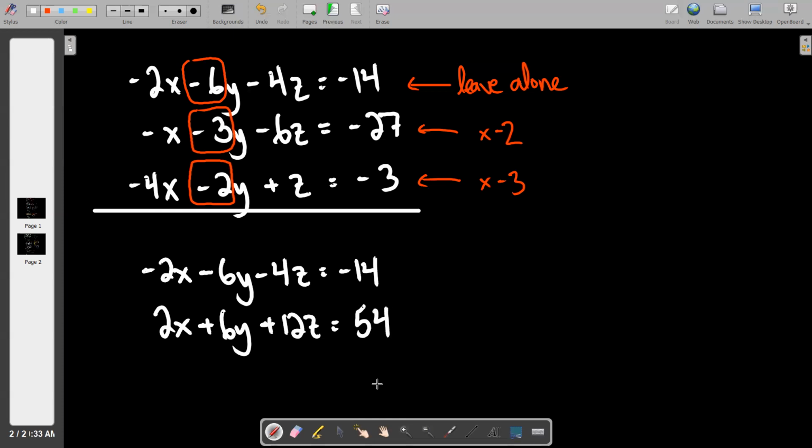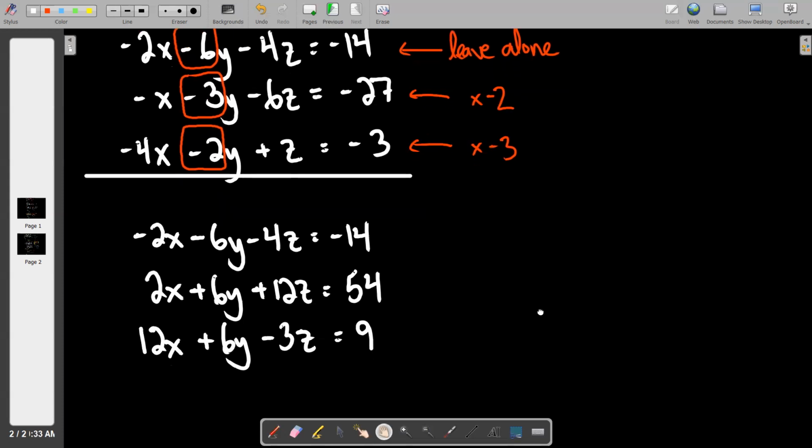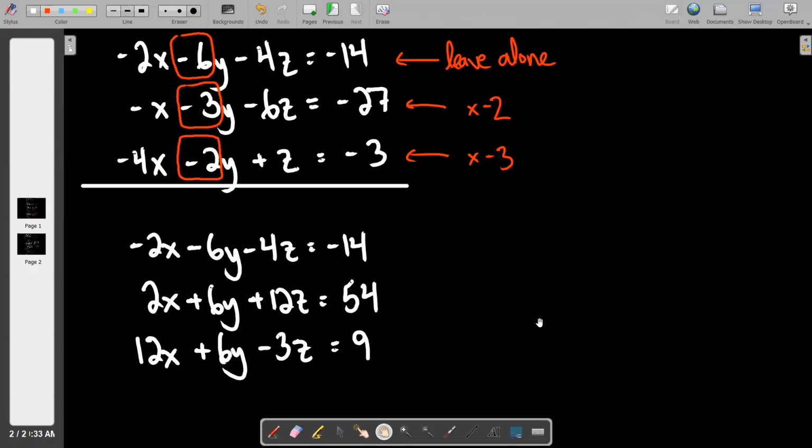54. Good. And then we're going to take the bottom row times negative 3. What do we get? 12 plus y plus, so minus 3z equals, good. So I'll give you a second to get caught up there.